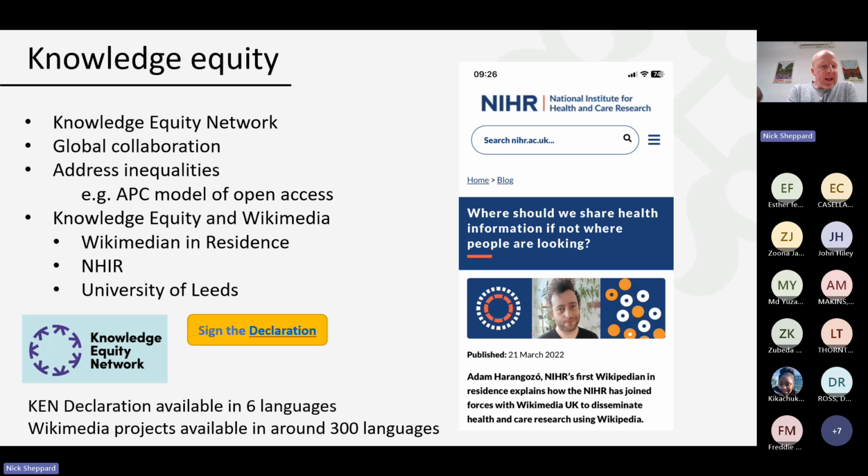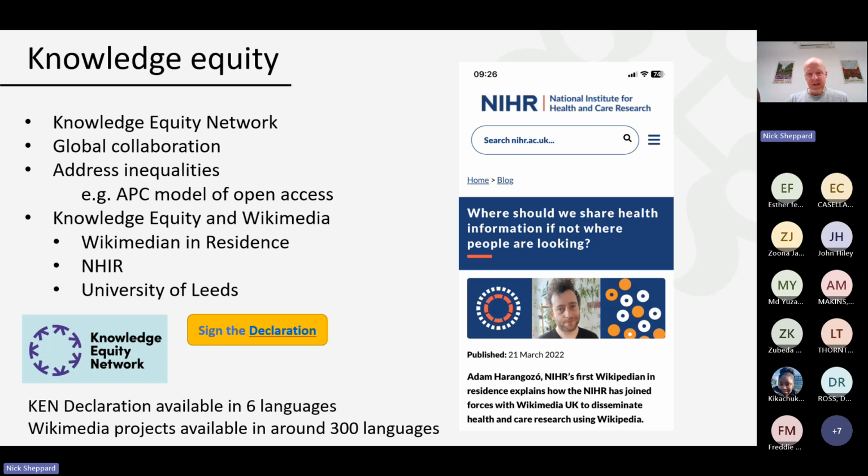I did mention knowledge equity. We have something co-founded at the University of Leeds called the Knowledge Equity Network, and this is really about collaboration in the areas of open research and open education, and really addressing some of these inequalities. We know what a fraught global landscape we're living in politically and geopolitically at the moment.